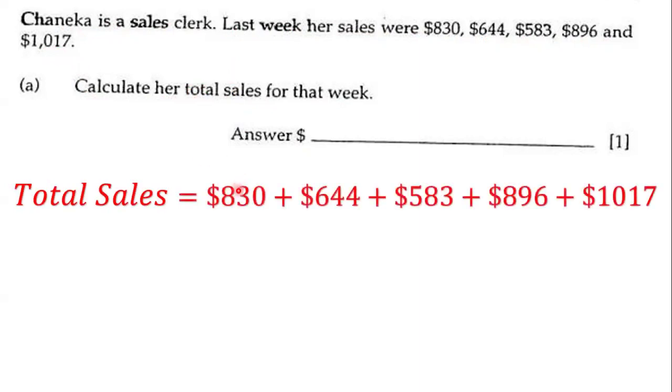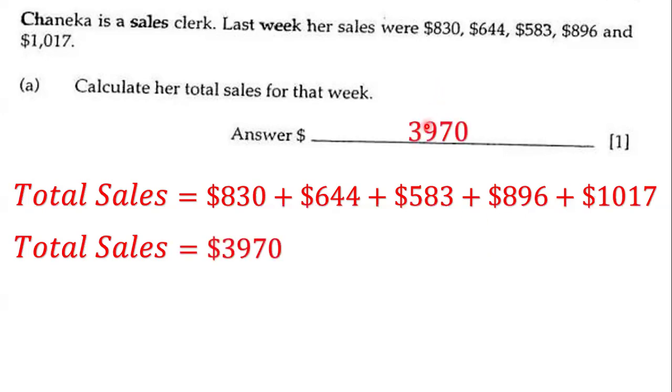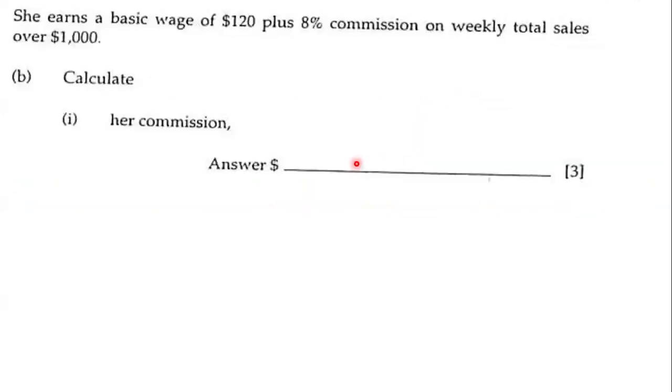And so we're going to say 830, 644, 583, 896, and 1,017. We have to add them all up. And when we add them all up together, we get 3,970. So our total sales for that week is 3,970.